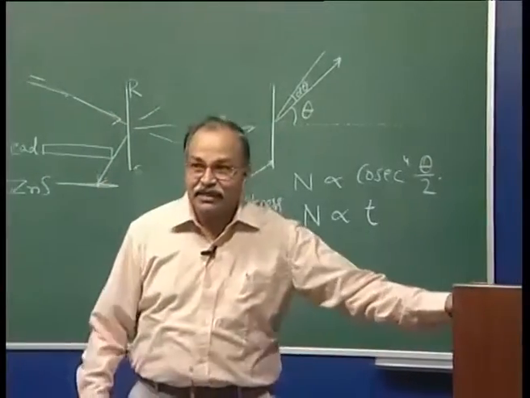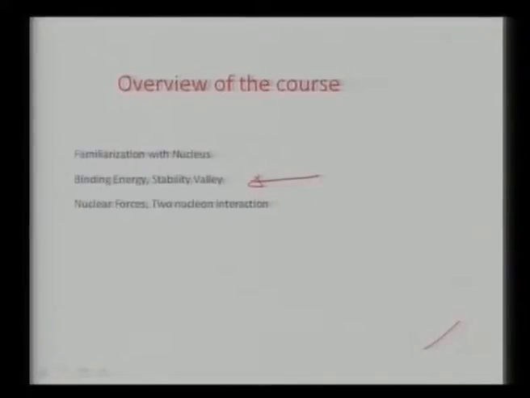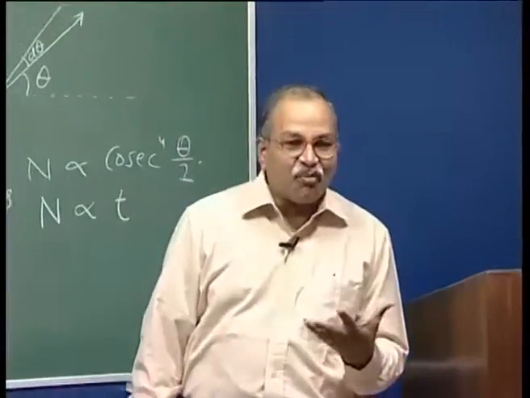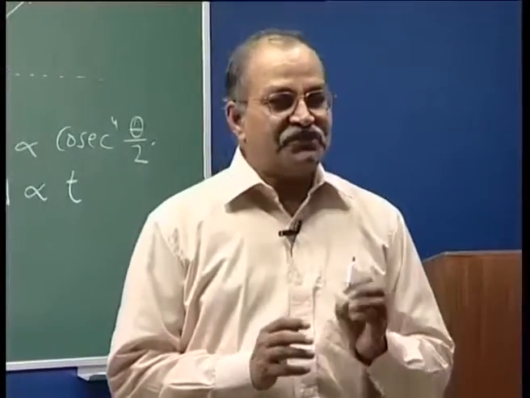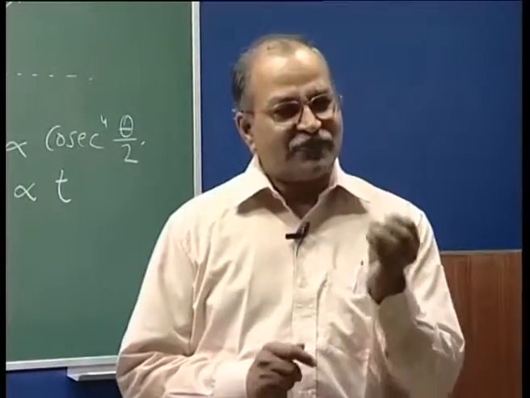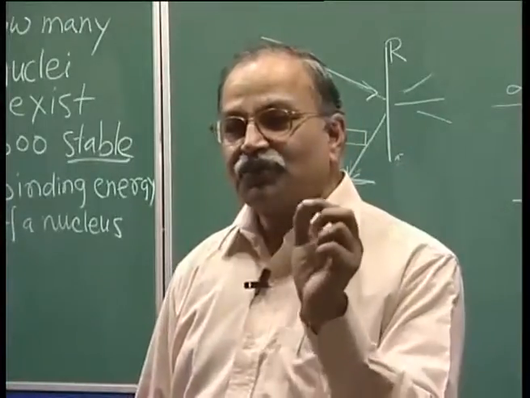Let me come to PowerPoint and let us see what other things I have written for that. So, familiarization, then binding energy and stability, what kind of combinations are stable, and then we have nuclear forces, two-nucleon interactions, and then we will come to the multinucleon nucleus. When you start studying something, first you start with a simple system. If I am talking of a nucleus, where do I start? We start with a nucleus, if possible, with just two nucleons, proton and neutron.